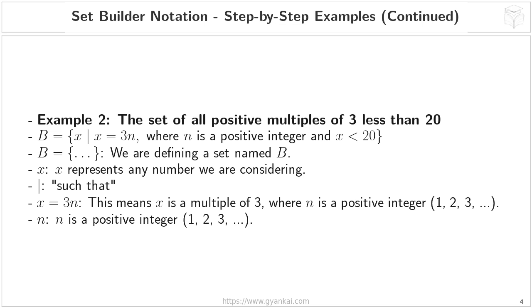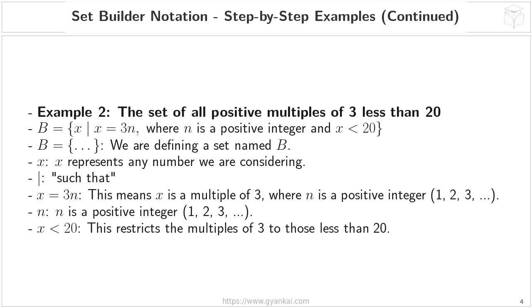So if n is 1, x is 3. If n is 2, x is 6, and so on. But we're not done yet. We also have another condition. x is less than 20. This restricts the multiples of 3 to only those that are smaller than 20. We can't include 21, 24, or any larger multiples.